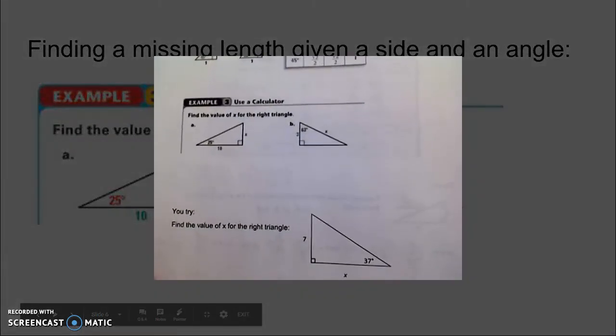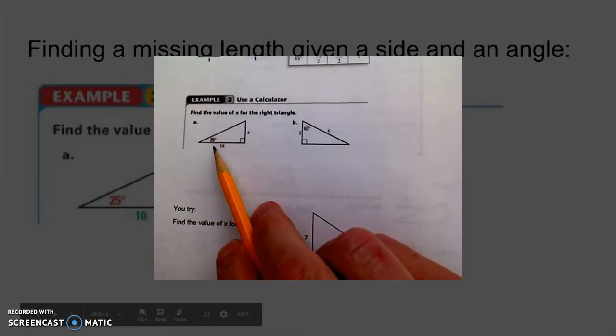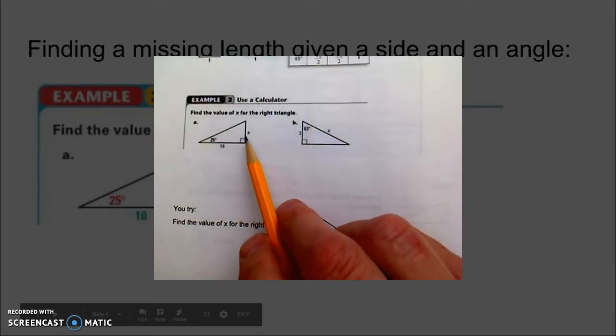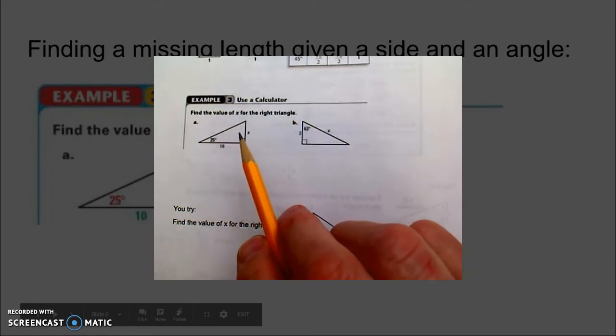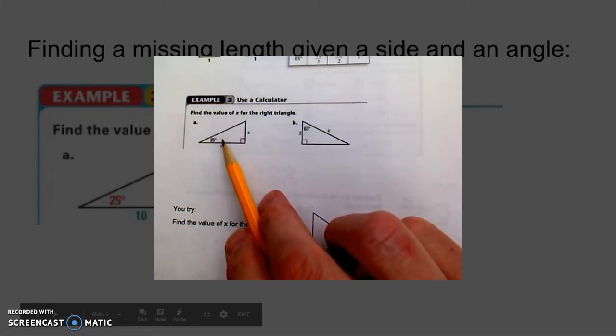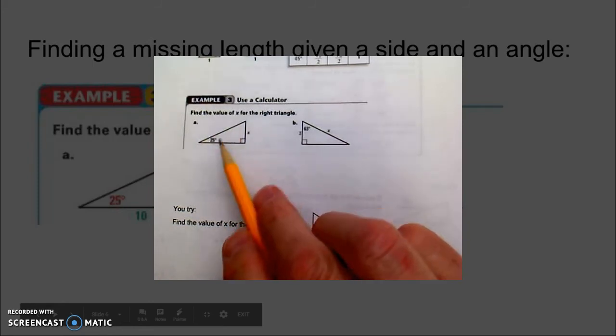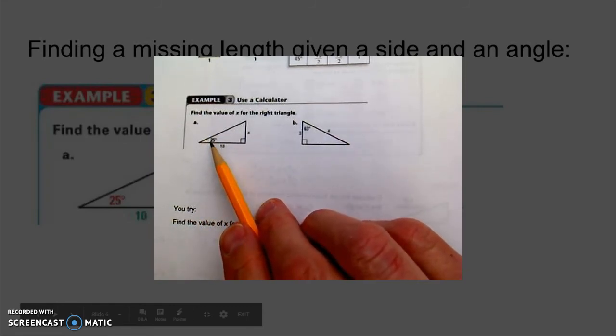Okay, let's get some use putting these trig ratios to work as far as being able to find missing side lengths or missing angles on a right angle triangle. So in example 3a, I have an angle marked at 25 degrees, a side length of 10, and then an unknown labeled x. Using the trig ratios, unlike Pythagorean theorem where I needed two sides to be able to find the third, if I have one angle and one side length, I can find any of the other missing pieces of the triangle.